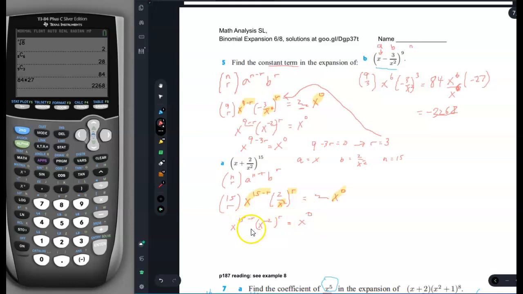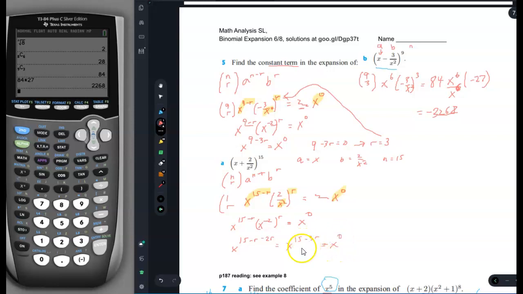And then let's combine these two exponential expressions into one with one base. 15 minus R minus 2R. Why do I keep saying plus? Negative 2 times R is negative 2R. Okay, and we're going to add them together. So that would be X to the 15 minus 3R equals X to the 0.